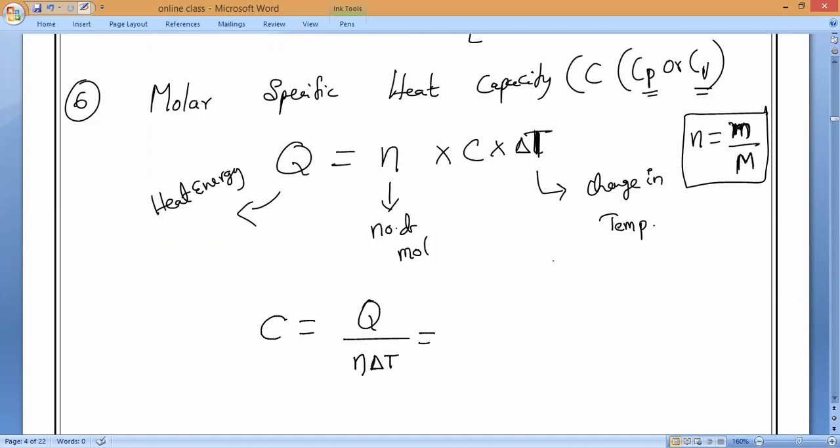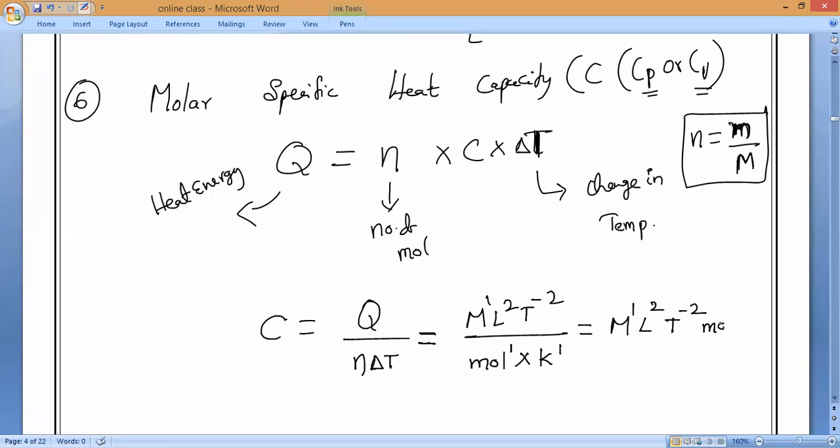So now Q is equal to heat energy. Energy or heat energy, the dimensions are the same only, correct? M^1 L^2 T^-2 divided by moles, mol^1, into change in temperature, K^1. So which is equal to: M^1 L^2 T^-2 mol^-1 K^-1.